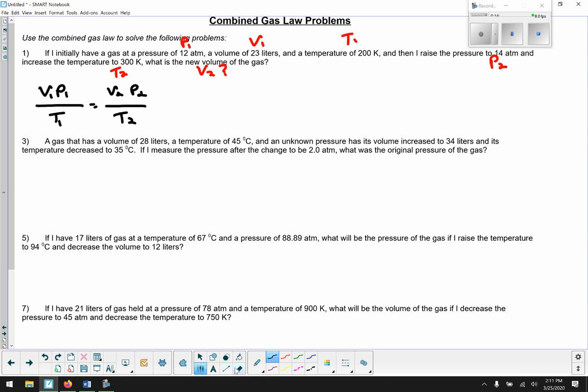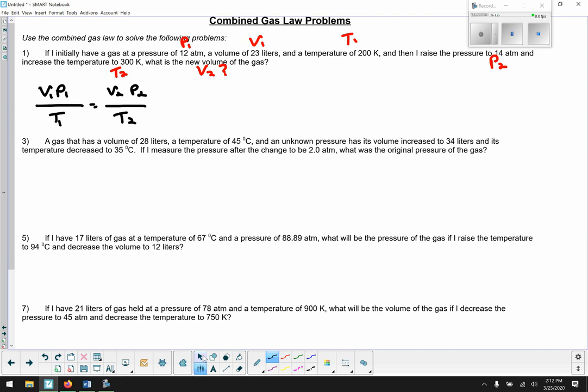If I were to take away the T's on the bottom, and I'll put them back in a second, you get Boyle's law. If I were to take away the P's, you get Charles' law. And if I were to take away the V's, in other words, hold them constant, you get Gay-Lussac's law. So the combined gas law is literally just the combination of the 3 other gas laws.